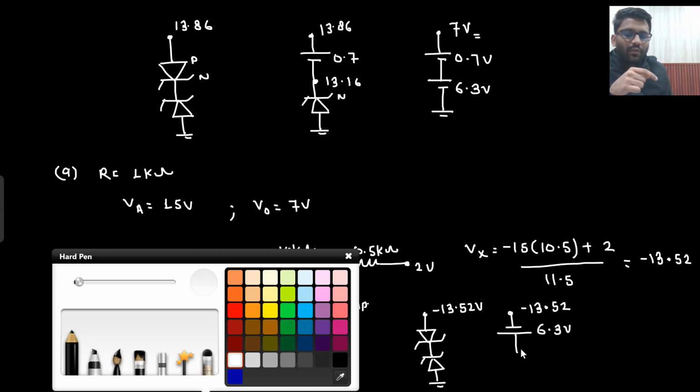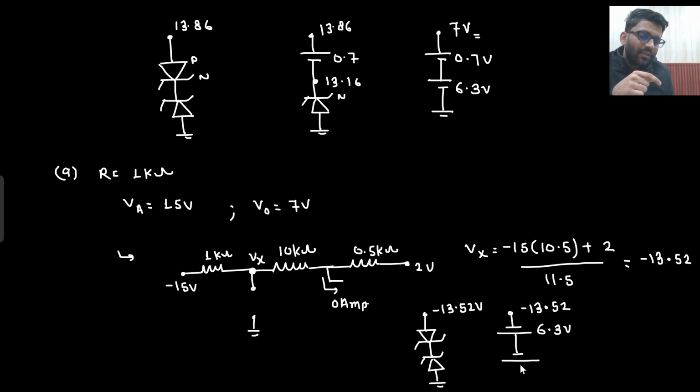Since it is going into forward bias, negative will be negative only, positive will be positive only, and this is grounded. So this will be replaced with the battery of 0.7 volt. So what is the final scenario now? We expected it to be minus 13.52 volt, but we got to know that one of the diodes is turning on and one of the diodes is going into breakdown. So our Vx value, that is equal to V naught value, is minus 7 volt.